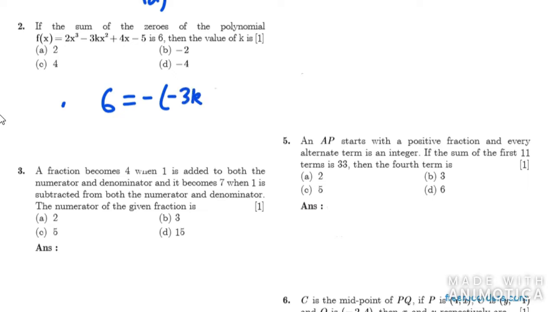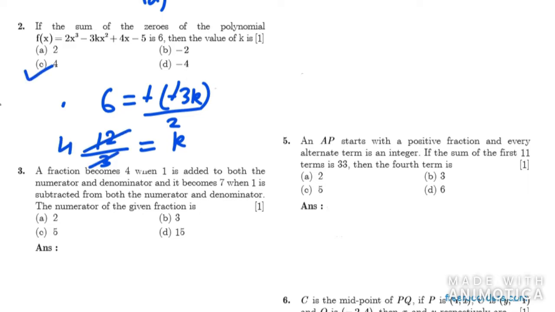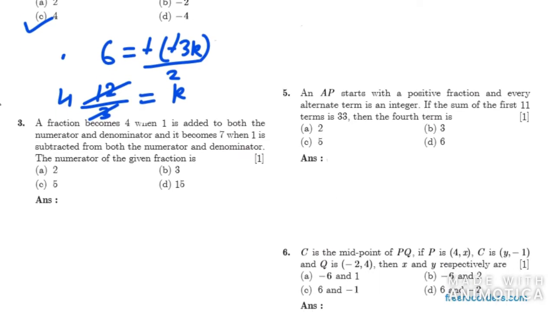So sum of zeros is 6 equals minus b over a. B in this case is minus 3k. A in this case is 2. So minus minus gets cancelled out. Now 12 over 3 equals k using cross multiplication. So this is 4. The value is 4. Now moving on to question number 3.